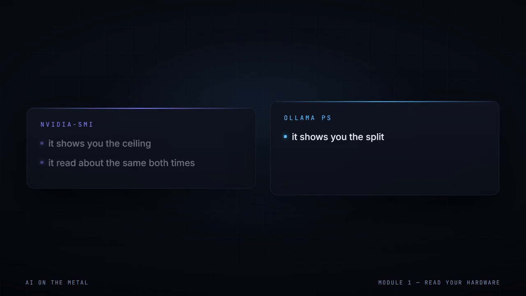Ollama PS tells you where the model actually is. It shows you the split. 23% on the processor, then 47%. That is the number that explains your slowdown.